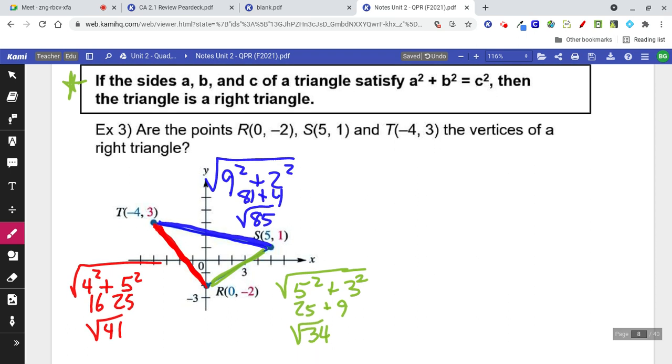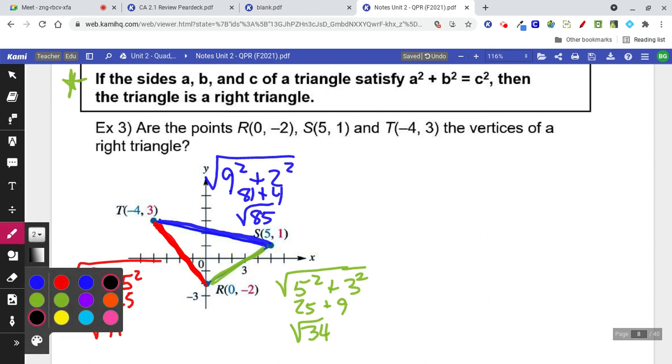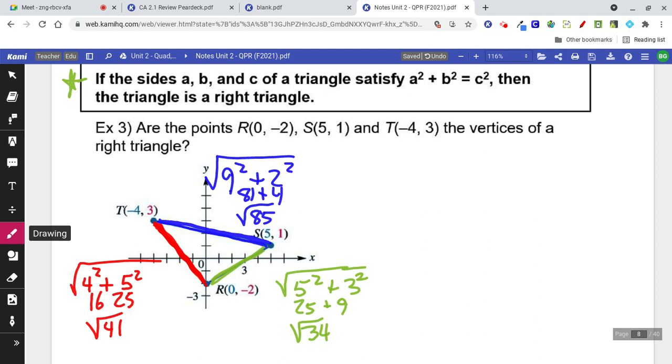But now we're going to use this statement right here. If we can satisfy a squared plus b squared equals c squared, then it's a right triangle. One common mistake that people make is they forget to square it. You're looking at squaring those numbers: a squared plus b squared equals c squared. Now you look at the 3 numbers, and it should be obvious which one is the hypotenuse, because the hypotenuse has to be the biggest one.